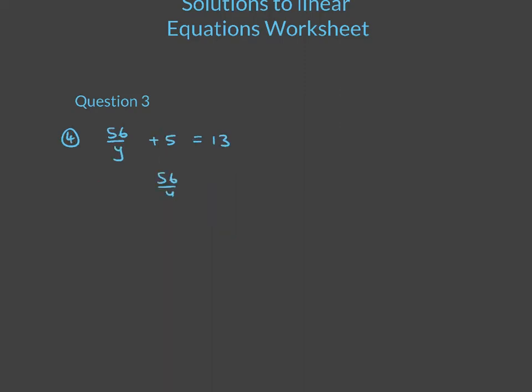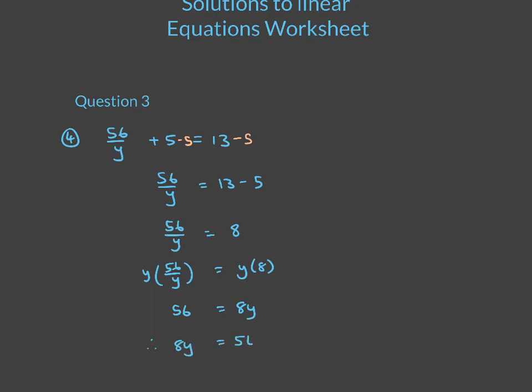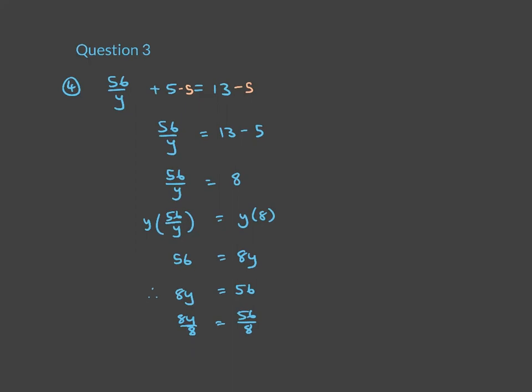Okay, so here we're first going to try to get that term with a y alone. So minus 5 on both sides. Minus 5 there, minus 5 there. So 56 over y is equal to 13 minus 5, which is equal to 8. Multiply y on both sides of the equation. So that means 8y is equal to 56. Divide by 8 on both sides of the equation. So that means y is equal to 7.